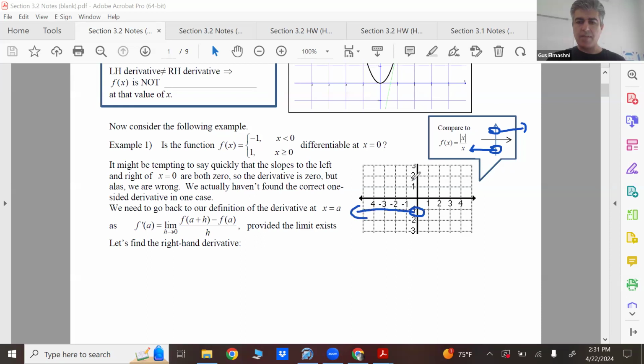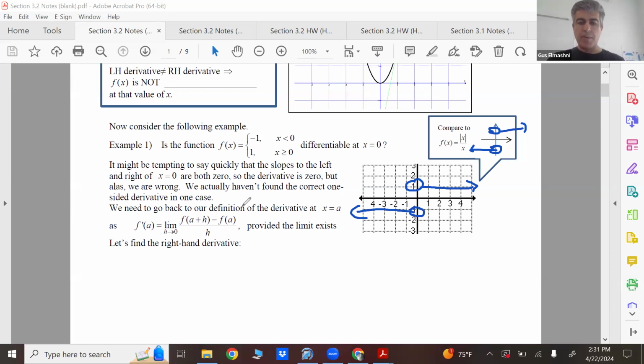We have that, and we have that. It might be tempting to say quickly that the slopes to the left and to the right of x equals 0 are both 0. They are. So the derivative is 0, but alas, we are wrong. We actually haven't found the correct one-sided derivative in each case. Let's do that right now.